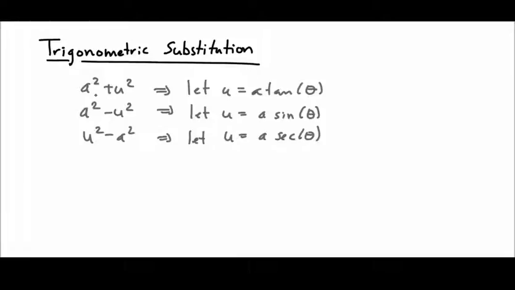Some of these already look familiar. This looks close to the form 1 over a squared plus u squared that we learned in trig integrals, and the same with sine and secant. So there is a connection there.